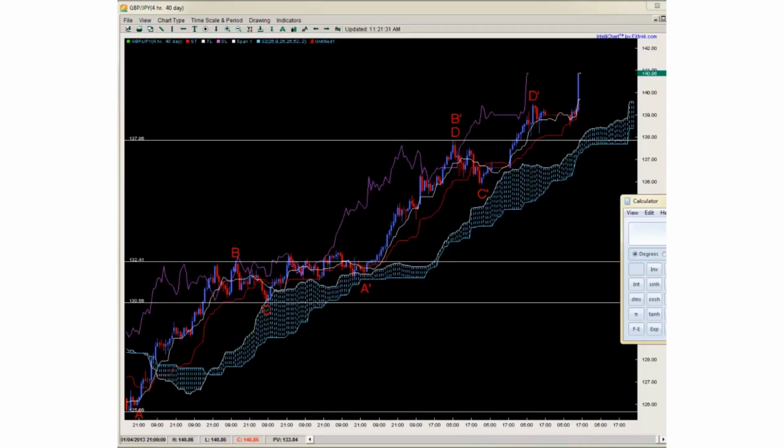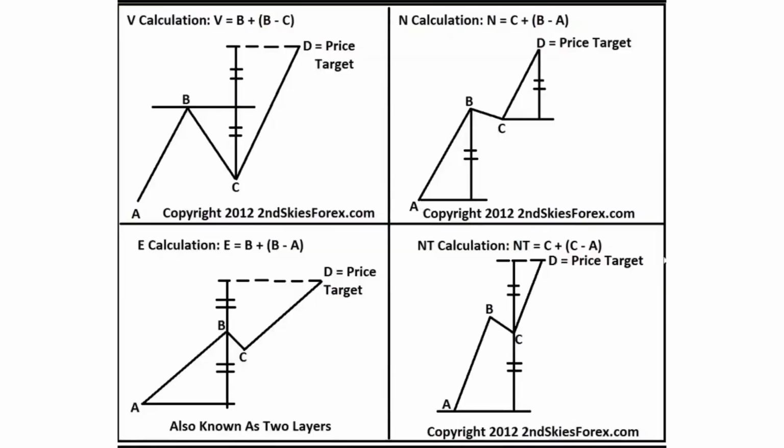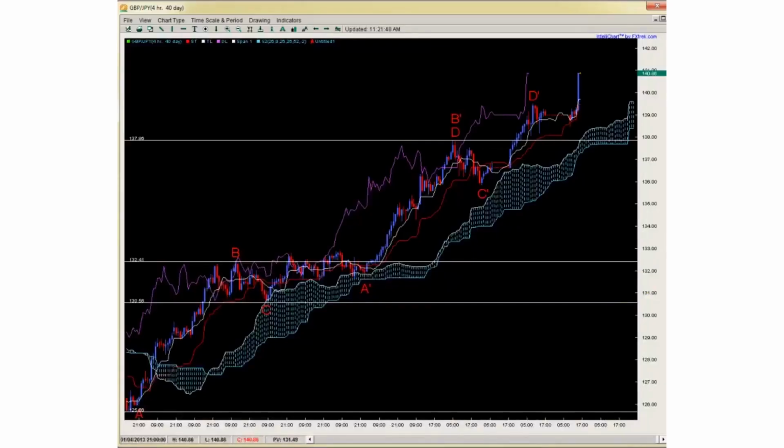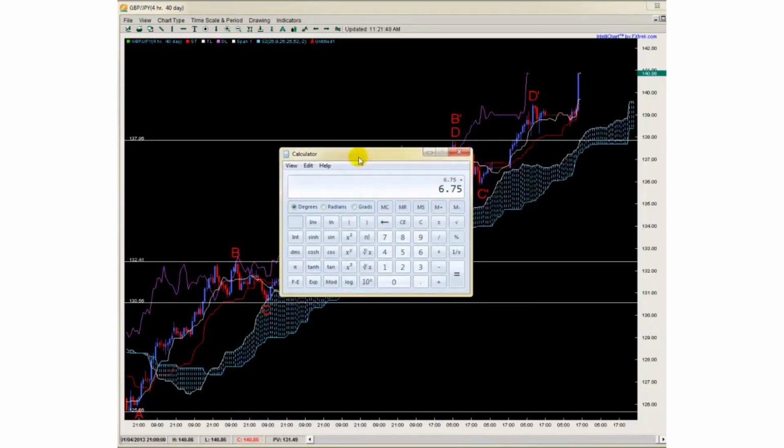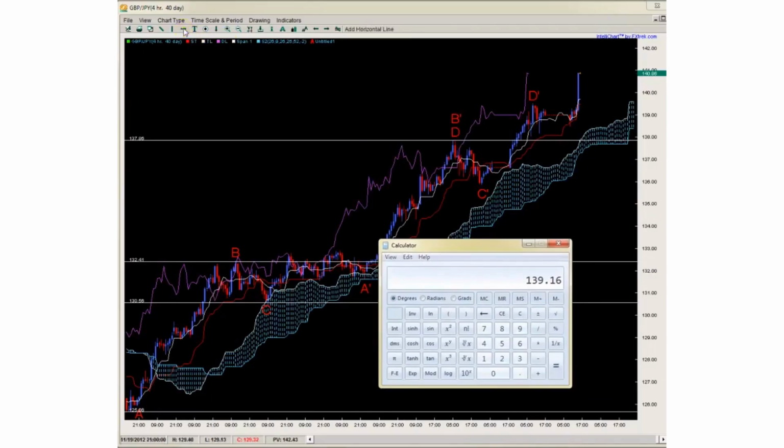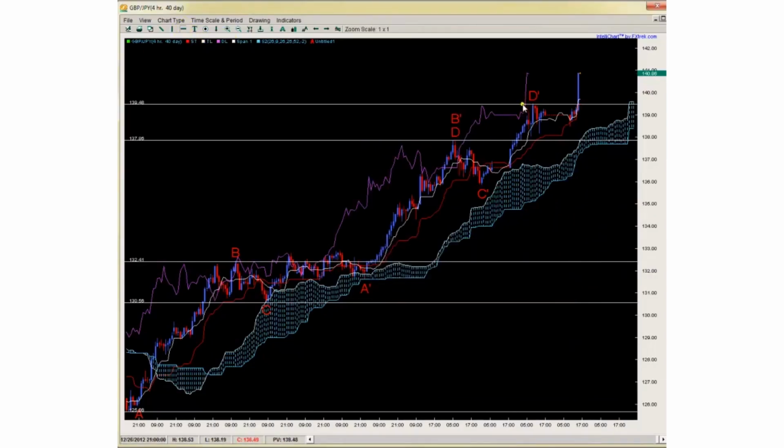132.41 minus 125.66 is 6.75. And now we are going to add this to B. Going back to the calculator, we add plus, sorry, I'm doing this right over here, plus we add it to B, 132.41. And our calculation is 139.16. So moving this up here, 139.16, the day that it actually hit that price, this might actually do it.